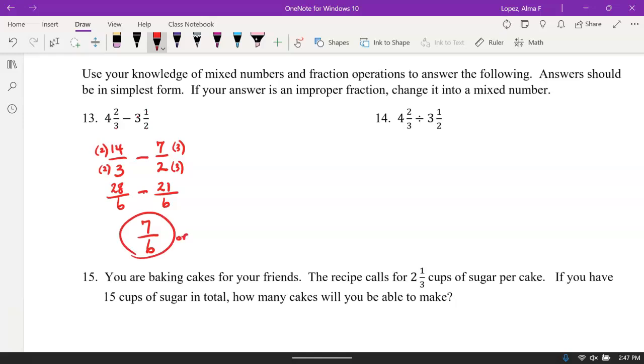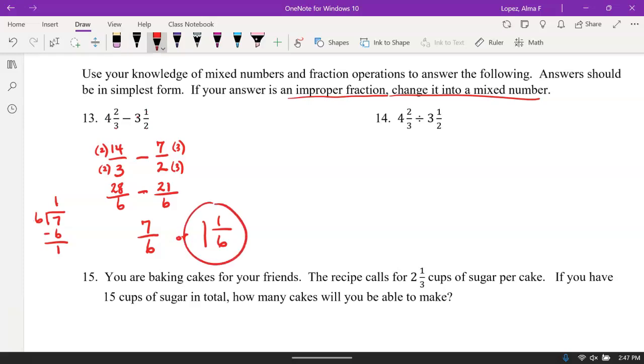Now, they didn't tell us here, oh, if your answer is an improper fraction, change it to a mixed number. So I'm going to do that real quick. 6 divided into 7. 6 goes into 7 one time. I'm going to multiply and subtract. So my final answer will be 1 and 1/6. This is our final answer because they did want a mixed number.